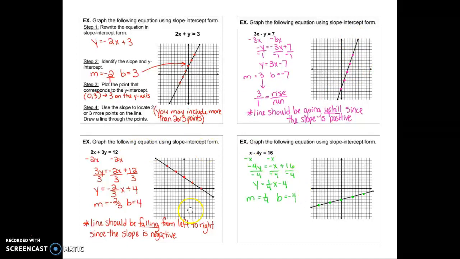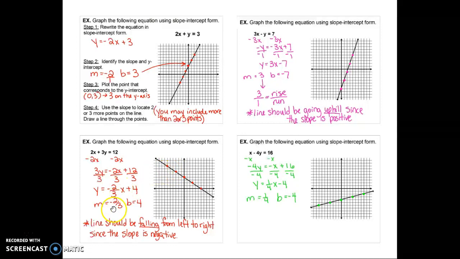All right, 2 more examples following the same process. Change this into y equals mx plus b form. So you get y equals negative 2/3 x plus 4. Your slope is negative 2/3. Your y-intercept is positive 4. So you plot your first point at y equals 4. Then you use your slope. So down 2, right 3. Down 2, right 3. Now remember, you can do the opposite. You can go up 2, left 3 as well.